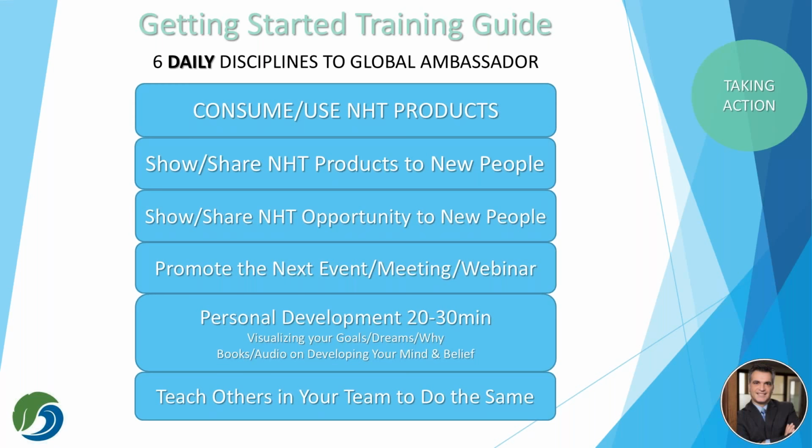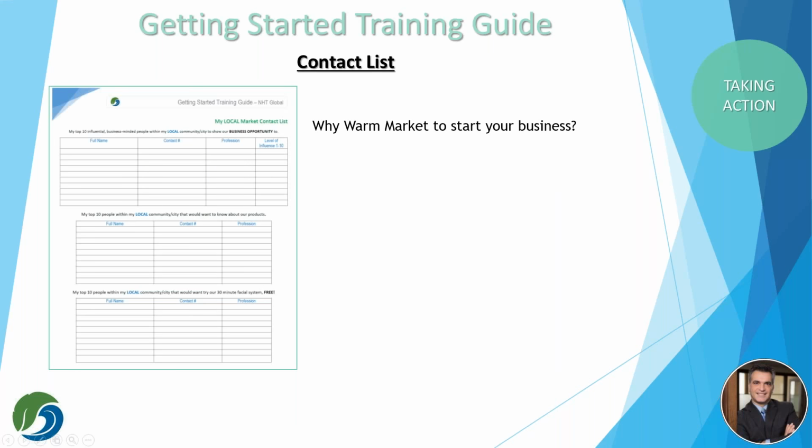And as they build their organization, we're going to make sure that they're also teaching all these 6 daily disciplines to their organization. It's that simple, and it's really, really exciting and fun when you have an action plan and a reflective discipline that you can look at to complete on a daily basis. So again, let's move on to the next one, which is your contact list.